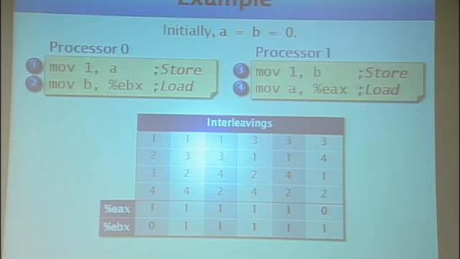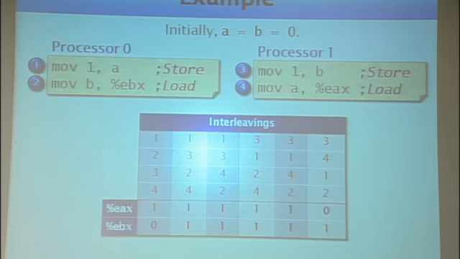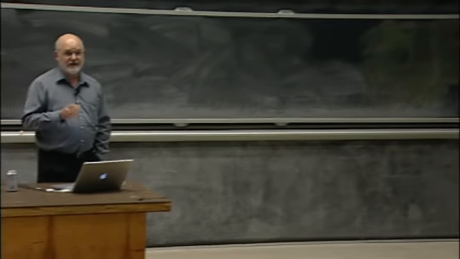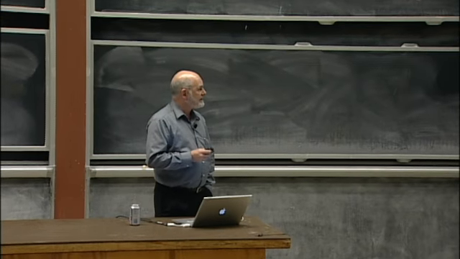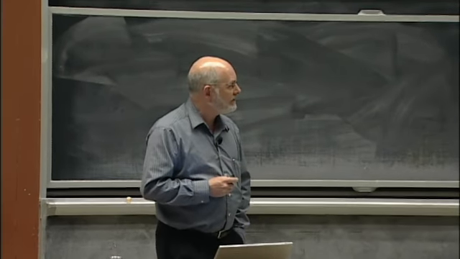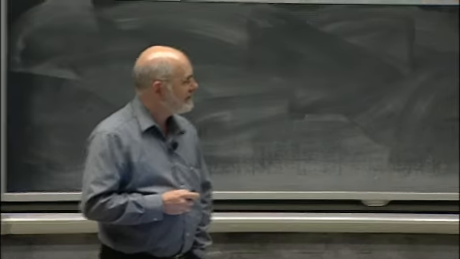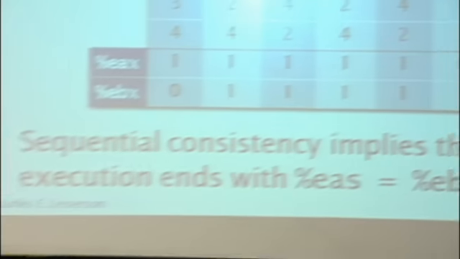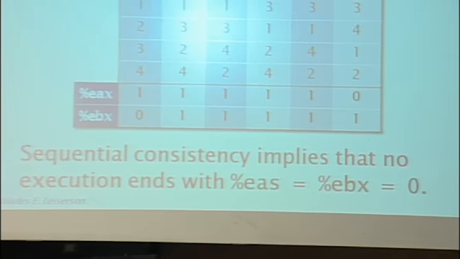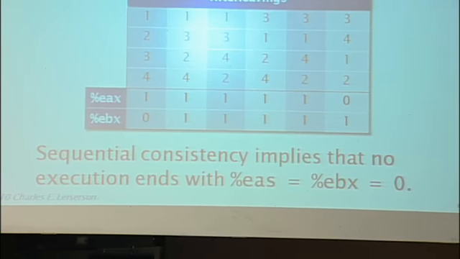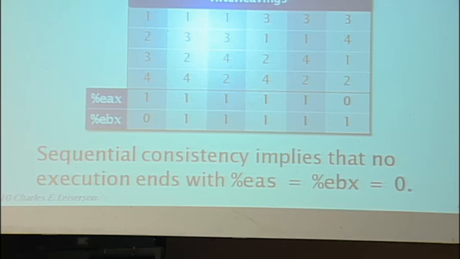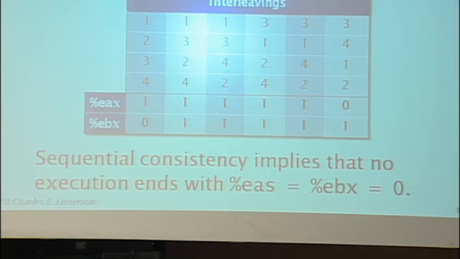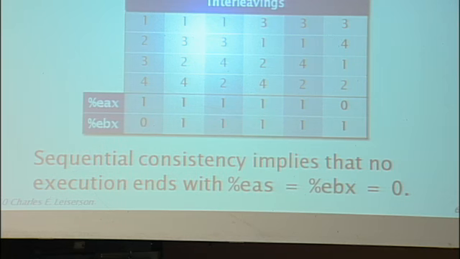So what don't I get? You never get 0, 0 in a sequentially consistent execution. Sequential consistency implies that no execution, whoops, that should be EAX, that EAX equals EBX equals 0. I don't ever get that outcome. If I did, then I would say my machine wasn't sequentially consistent.